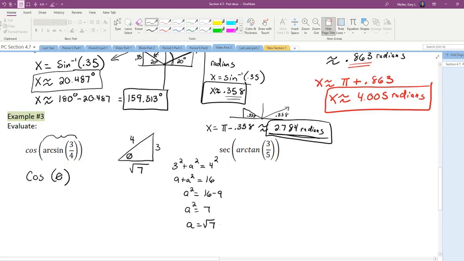So now what's the cosine of this angle? The answer would be root 7 over 4. So I never actually had to know the angle to find its cosine. Let's take a look at the next one. The secant of the arctangent of 3/5. Sounds hard. It's really not. So this says find the angle. So I'm going to find it.